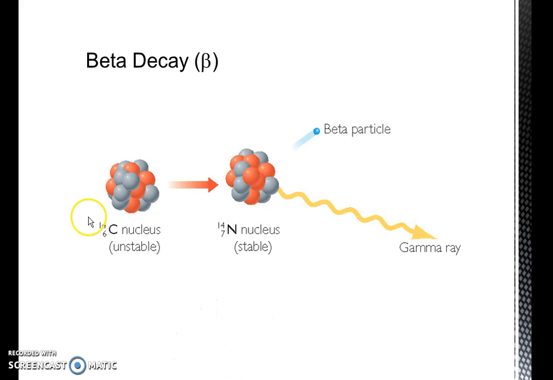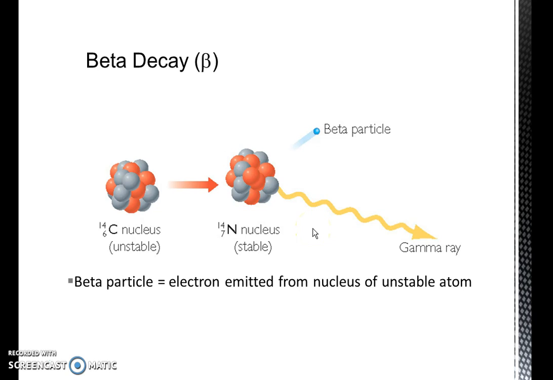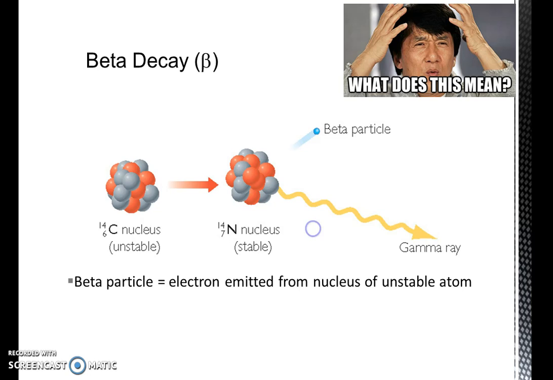Beta decay, so again, here's our before with the unstable and after with the stable, and you can see the beta particle here. So a beta particle is actually an electron which was emitted or released from the nucleus of an unstable atom. And you're probably thinking, why is there an electron in the nucleus? Well, what actually happens is that one of the neutrons in this unstable isotope transforms and splits into a proton and an electron. That proton stays in the nucleus while the electron gets kicked out.